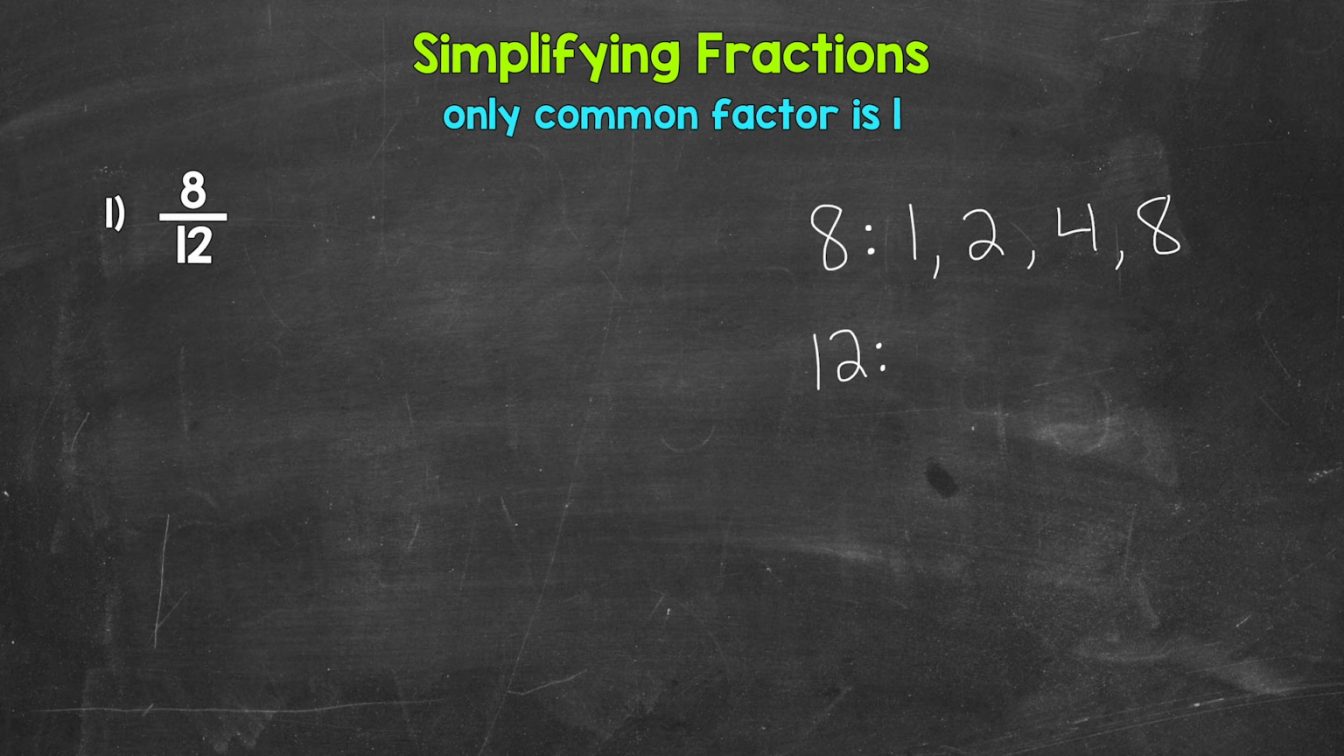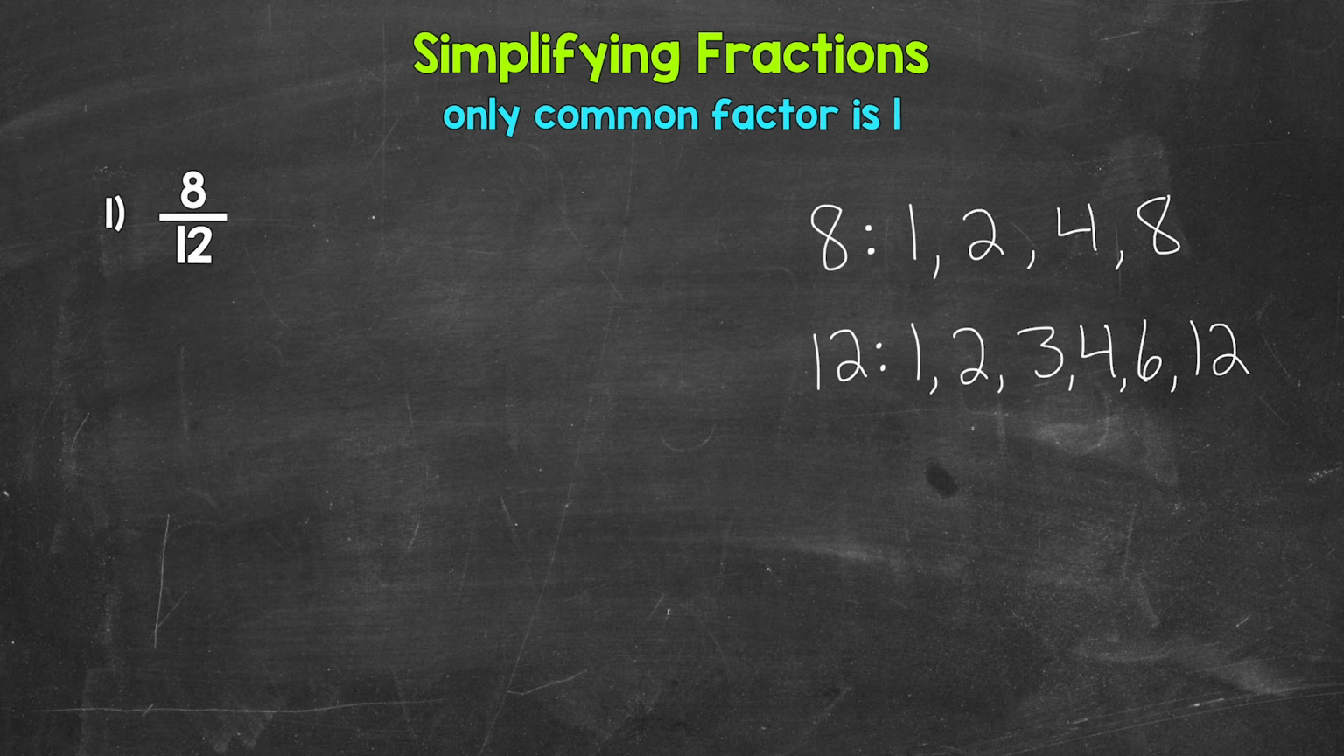Now for 12. We will start with 1 and 12. And we have our gap there to fill with any other factors. Well, 2 and 6 are factors of 12. 2 times 6 equals 12. Or we can think in terms of division. We can divide 12 by 2 and 6. So 2 and 6 are factors. 3 and 4 are also factors. So 3 and 4. And those are all of the factors of 12. 1, 2, 3, 4, 6, and 12.